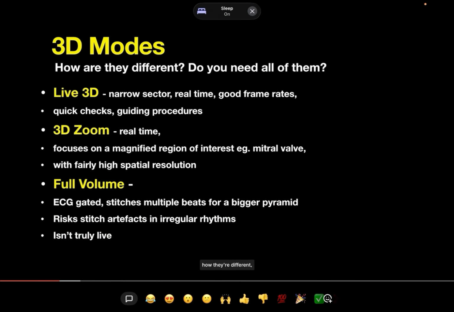So 3D modes, how are they different? There are three basic 3D modes: live 3D, 3D zoom, and full volume. Live 3D is a narrow sector, real time, has fairly good frame rates, and is usually used for quick checks and guiding procedures. 3D zoom is also real time. It focuses on a magnified region of interest like the mitral valve with a fairly high spatial resolution. Full volume is ECG gated, stitches multiple beats for a bigger pyramid, and can cause stitch artifacts, especially in the presence of irregular rhythms, and isn't truly live.